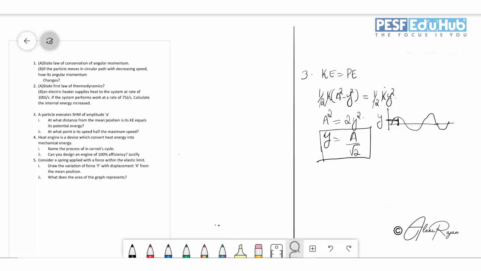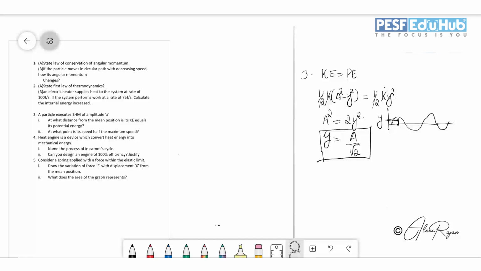Now the second sub question, you just read, that is at what point is its speed half the maximum speed? That means for a simple harmonic motion, what is the point? At what point is its speed half the maximum speed? So it is about the speed. First one was regarding the position. Now it is about the speed.